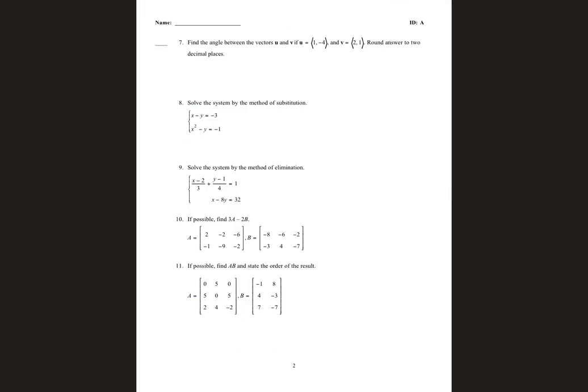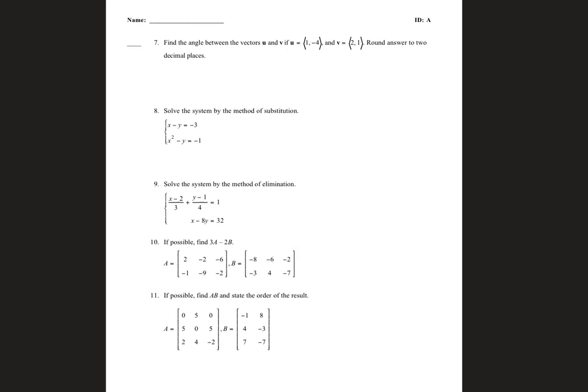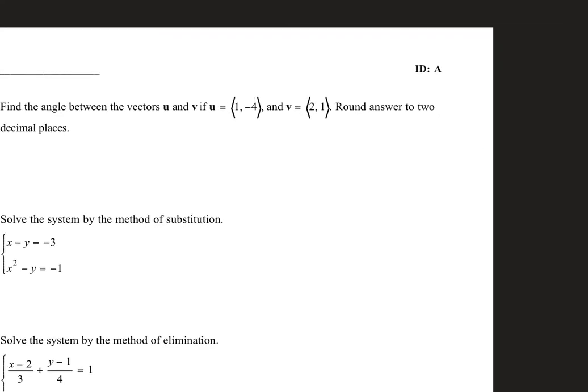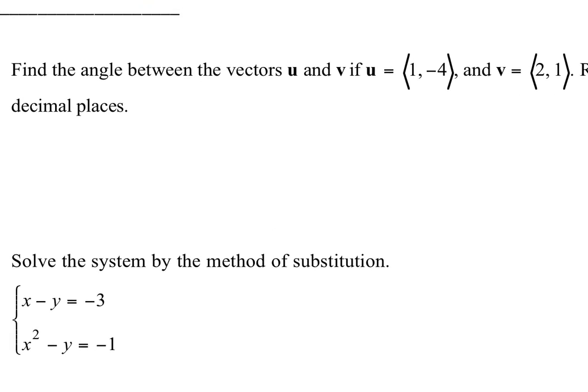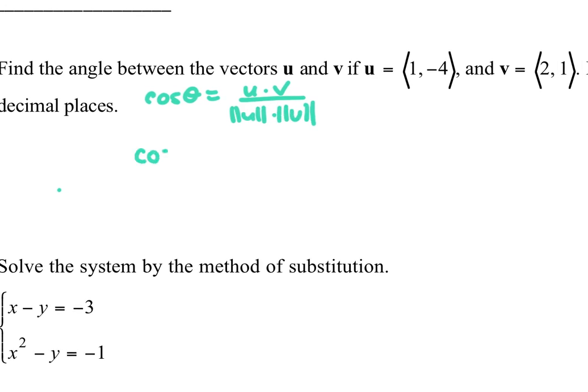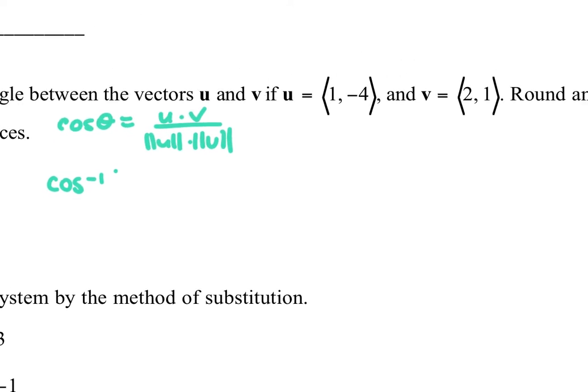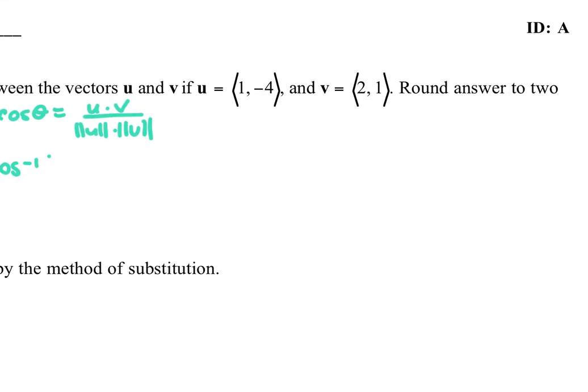All right, number 7 starts with the angle between the two vectors. This equation will be given to you. This is the cosine of theta equals u dot v over the magnitude of u and the magnitude of v. So I'm going to do cosine inverse of the whole thing, but the u dot v is the dot product, so 1 times 2 plus -4 times 1, which is -2.